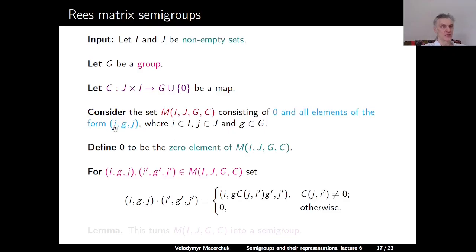And how do we multiply our (i, g, j)? So if we have (i, g, j) and (i', g', j') in our set, we define their product as follows. We look at the value of our map C at (j, i'). If this value is 0, then the product is 0. If this value is non-zero, then the product is the element (i, g·C(j, i')·g', j'). That's the formula. And the claim is that this turns our set into a semigroup.